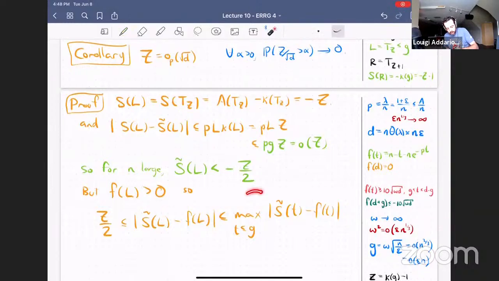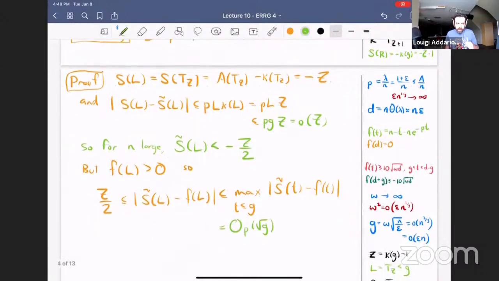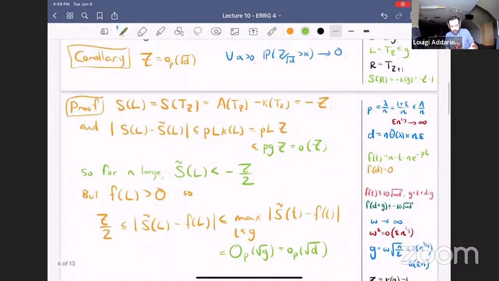And now what bound do I have on the right? Well, we said that difference is order root G in probability. But G is little o of epsilon n, and D is on the order of epsilon n. And so this is little o of root D in probability. And that was precisely our goal of this corollary, was to say that z is little o of root D.